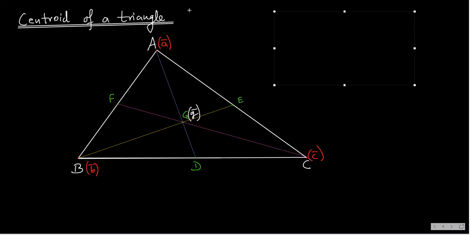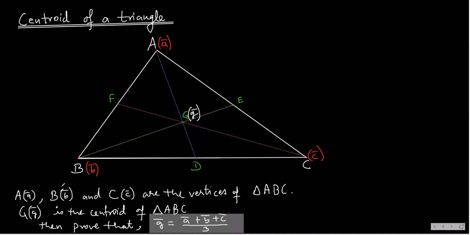So here I write the statement of the theorem. The statement of the theorem is: A bar, B bar, and C bar are the position vectors of the vertices of triangle ABC, and G bar is the centroid of triangle ABC. Then prove that G bar is equal to A bar plus B bar plus C bar upon 3. Okay, let's go for the proof. We will prove it here.